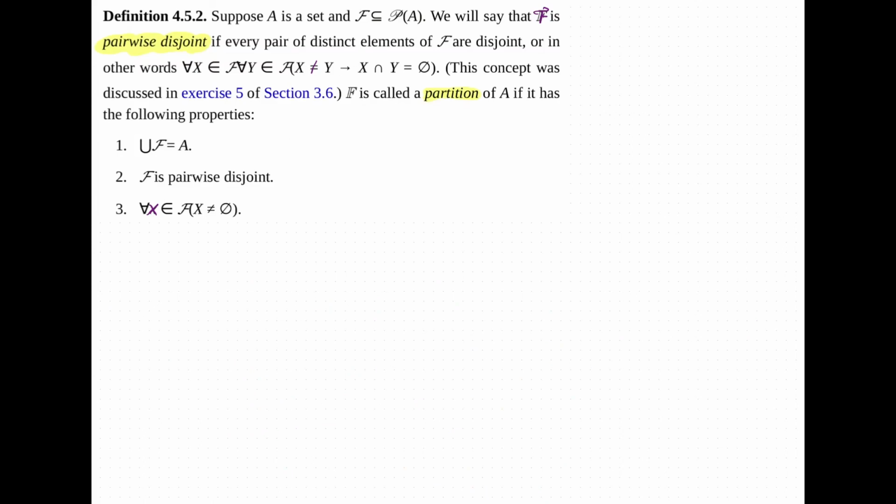Now we are going to move towards the theoretical portion of 4.5, and so we begin with the following definition. Suppose A is a set, and let F be a subset of the power set of A. Now, this statement here is telling us that F is a family of sets.